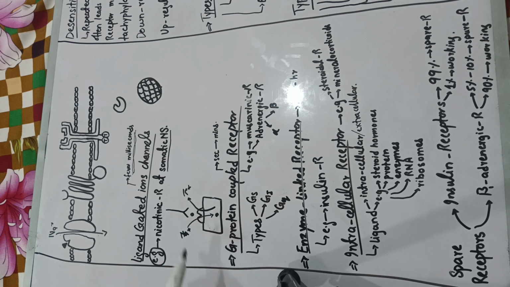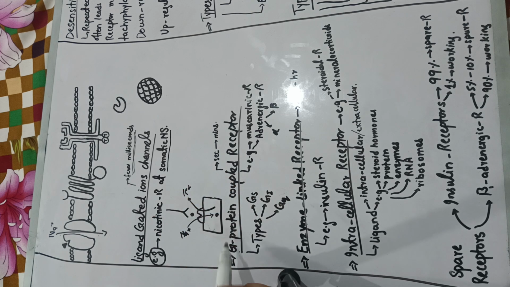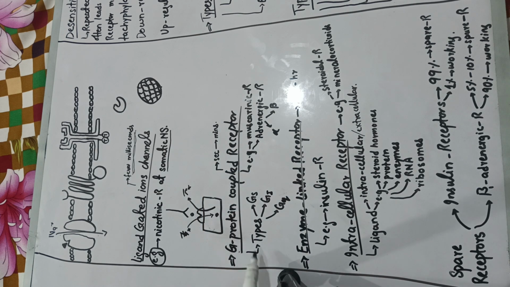Now there is the other type of receptors. This is the G protein coupled receptor. Coupled means they are bound, they are coupled, they are present with what? A G protein. So a G protein is a type of protein which is coupled with this receptor.